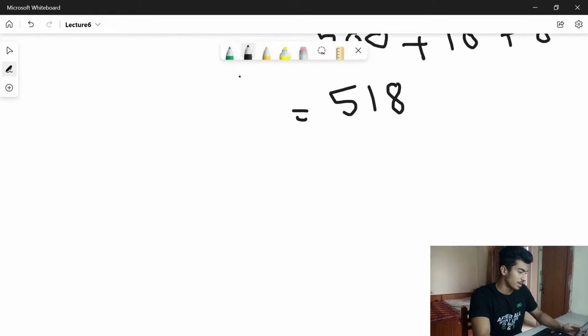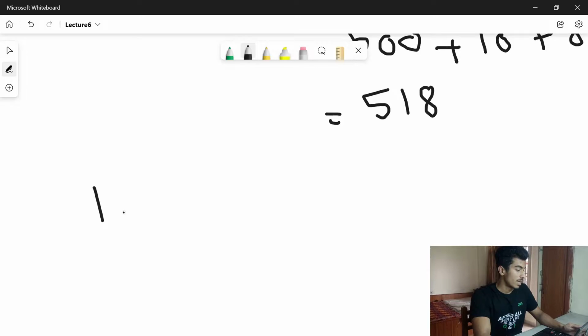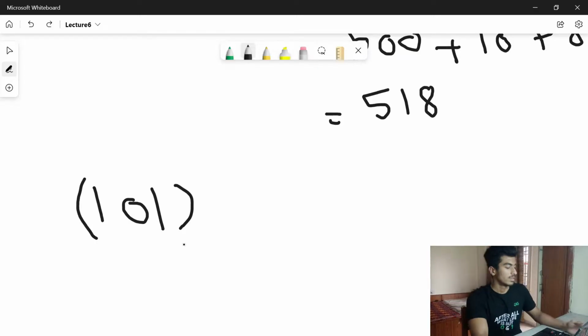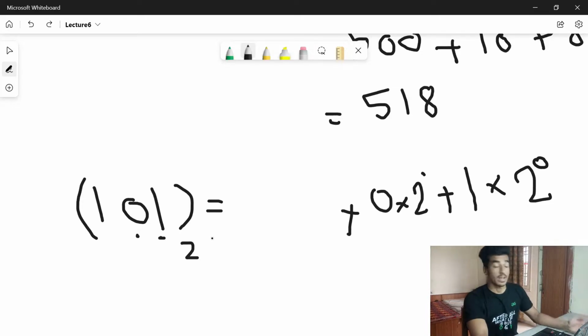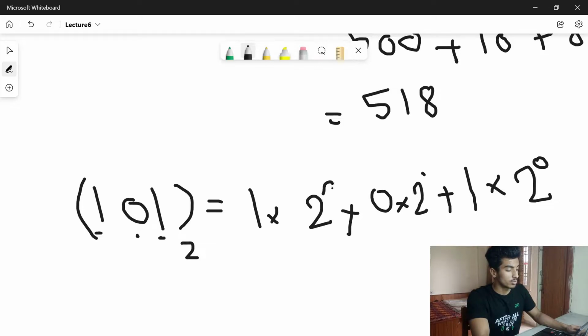Suppose I have an example. I have this 101. This is a binary number, so the total possible values are 2, that is 0 or 1. This is on the ones place, so I will write it as 1 into 2 to the power 0. Why? Because 2 are the total possible values. After that this is 0, so I write 0 into 2 to the power 1, and after that we have again 1, so I write 1 into 2 to the power 2. As you can see, 0, 1 and 2.